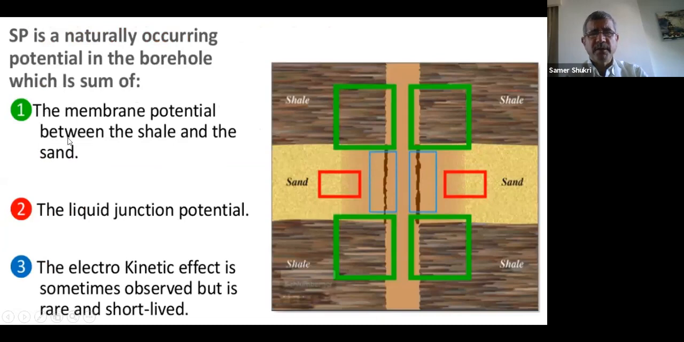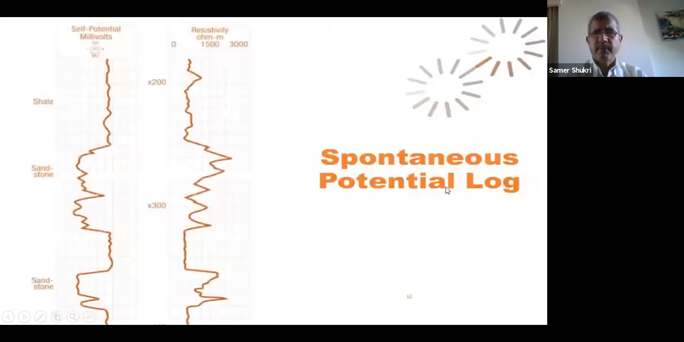Here also, spontaneous sand and shale. We can take it here. And inside it, what is the liquid inside it? If it is water, oil, gas. Spontaneous potential log also, you see shale, sandstone, sandstone.